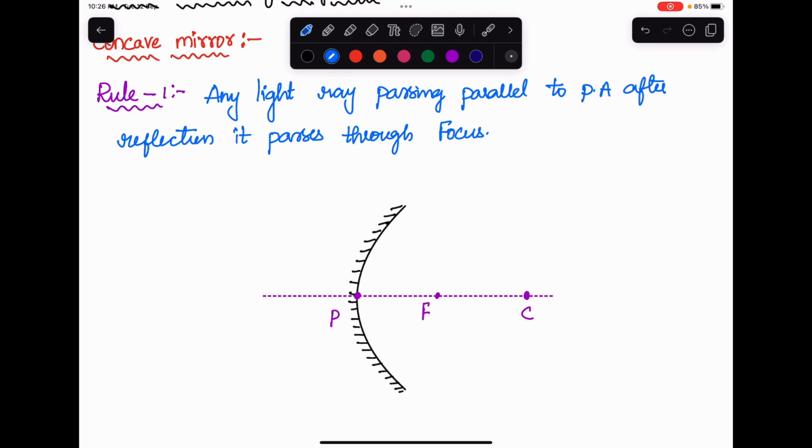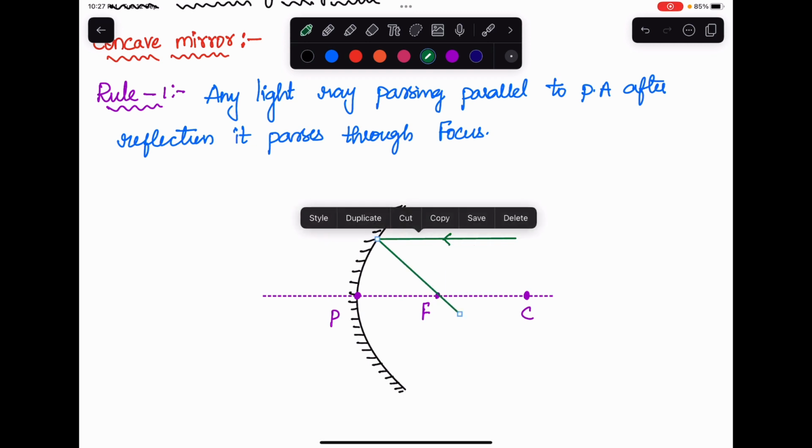Let us draw rule number 1 diagrammatically. Any light ray, as said above, passing parallel to the principal axis. The light ray has come parallel to the principal axis. After reflection, what happens? It straight away passes through the focus. So according to this rule, any light ray passing parallel to the principal axis, after reflection, goes through the focus. This is your rule number 1 for the concave mirror.